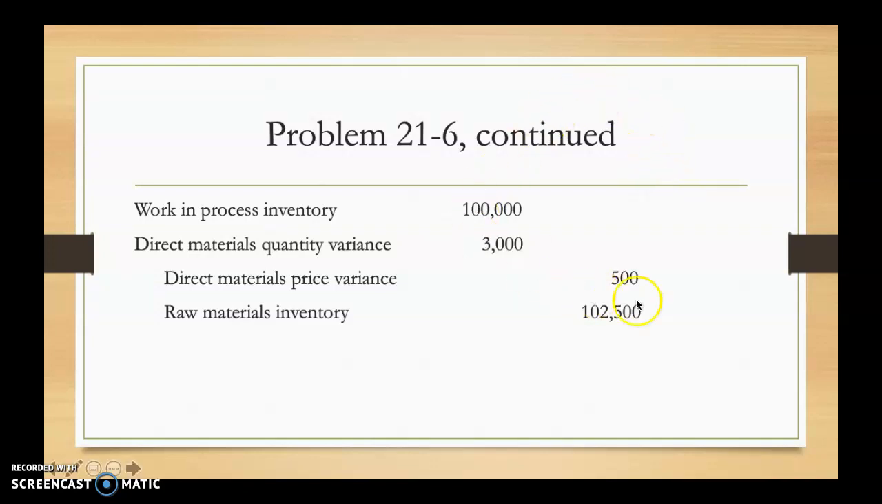$102,500. This number here is a plug, meaning that we can see here these 3 numbers we had from the information. There was $103,000 total on the debit side and only $500 on the credit. So in order for the credits to equal the debits of $103,000, we need that plug of $102,500.